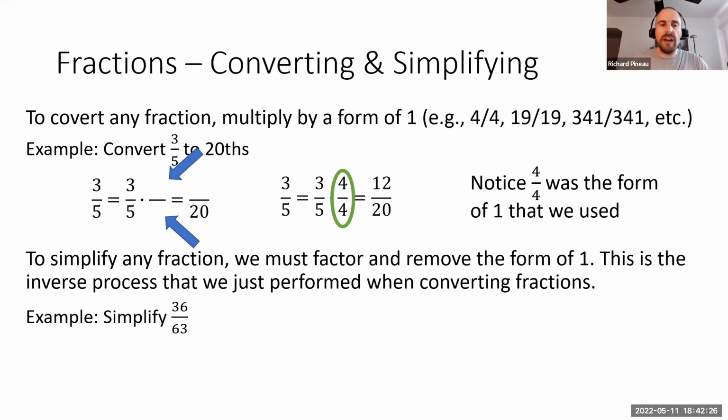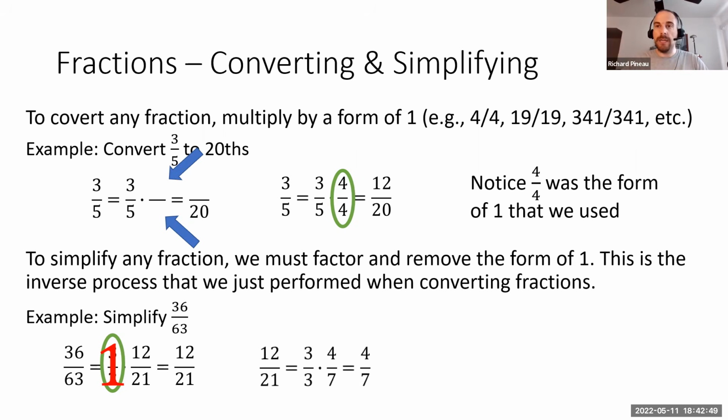So if we wanted to simplify 36 over 63, what we would do is I would factor 36 and 63. And the way I chose to do that was 3 times 12 and 3 times 21. There's my form of 1, 3 over 3. Boom. What's 1 times 12 over 21? 12 over 21. Now, some of you might be looking at this and say, hey, I can simplify that. I know, I just did it. Okay, we notice we can factor 3 again. So 3 times 4, 3 times 7. There's my form of 1, 3 over 3, and I'm left with 4 over 7.